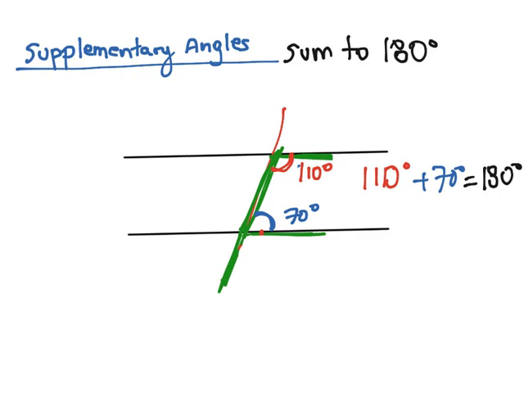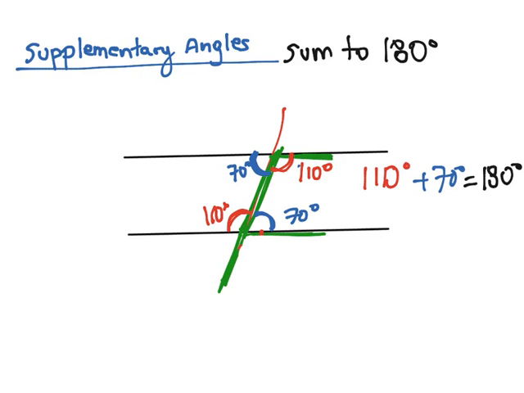Also, this happens on the opposite side of the transversal with these two angles. Notice that this also has to be 70. It's interior alternate and also supplementary to 110. And this is going to be, of course, 110 because it's interior alternate with 110. And 70 and 110 on the other side also have to equal 180.